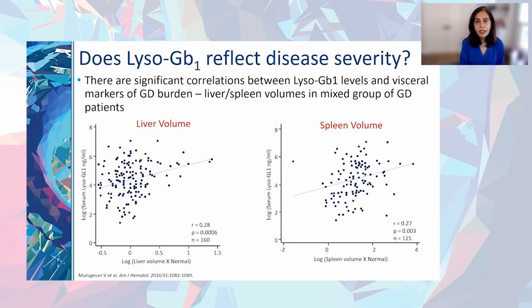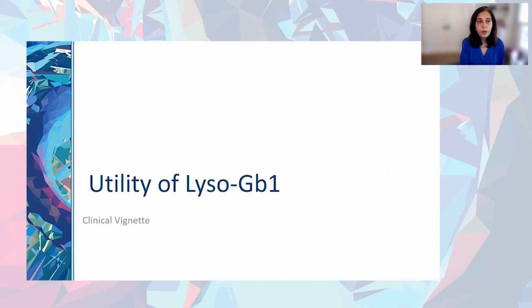So does it reflect disease severity? You can see here that it correlates very well with liver volume as well as with spleen volume. And then what is the utility of lyso-Gb1? I'm going to try and share this with you through a clinical vignette.